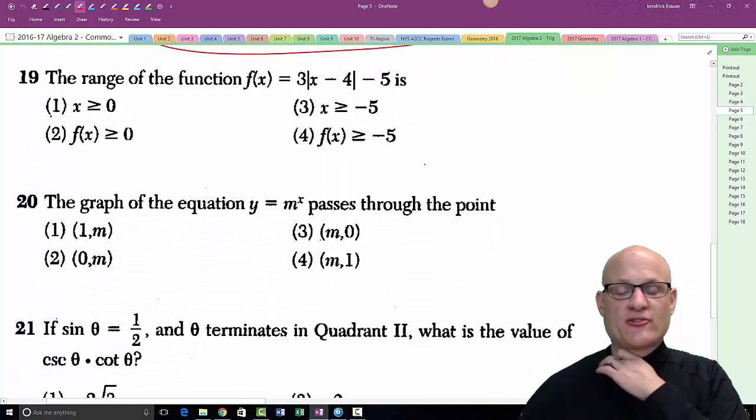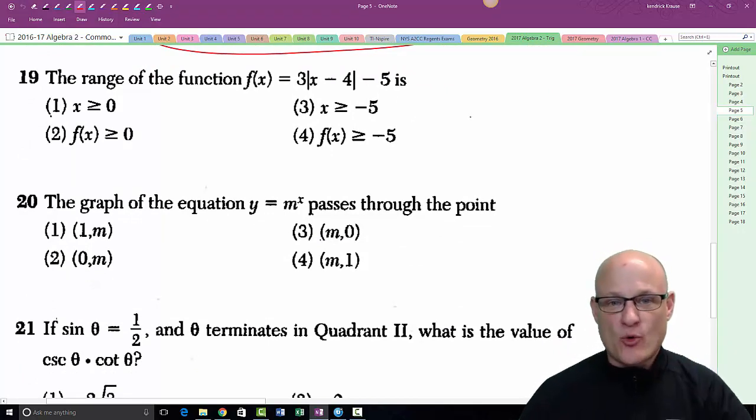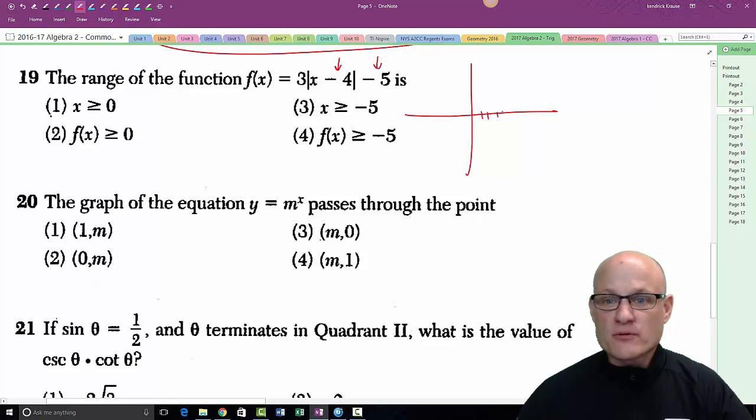The range of this function. Now, this is in vertex form, which means the vertex is positive 4, negative 5. And if you graphed it, you would see positive 4, negative 5. 1, 2, 3, 4, 5. You would see something that looks an awful lot like this. If I went over my graphing calculator, it would look an awful lot like this.